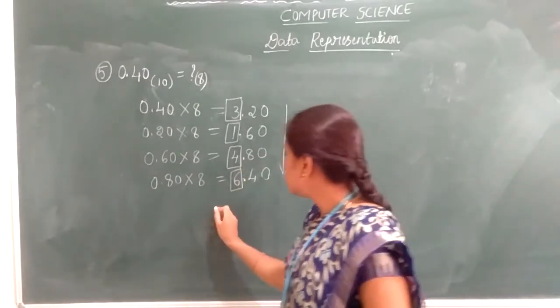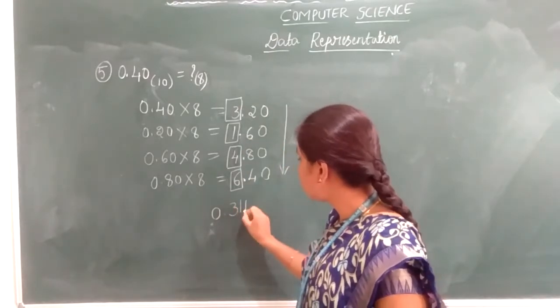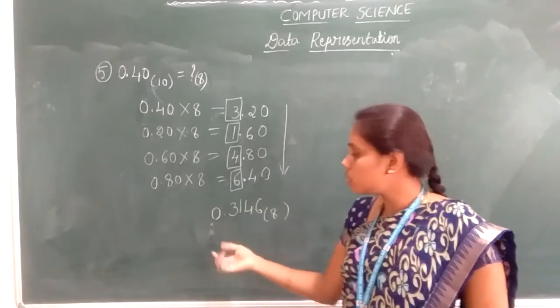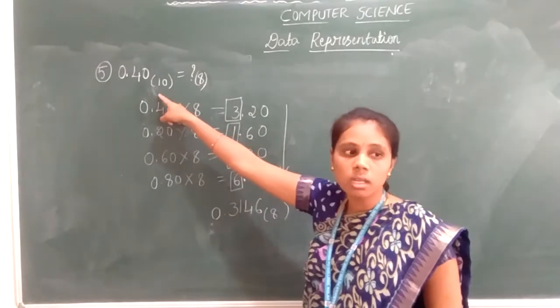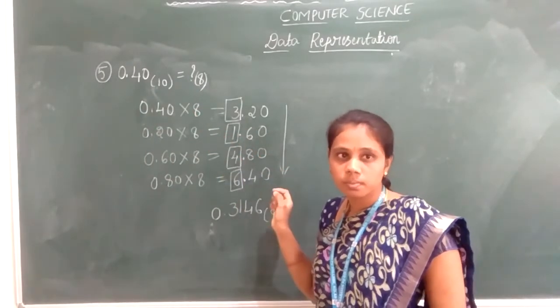Now I will write 0.3146, base is 8. Now this is the octal equivalent value for the decimal fraction 0.40.